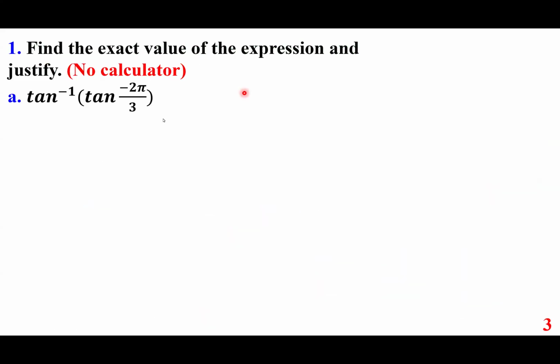Now I want to find the exact value of the expressions as follows: tan inverse of tan of negative 2 pi over 3, and of course one exact answer, no calculators. And let's see how it's going to work out. Reminding you how tan works.